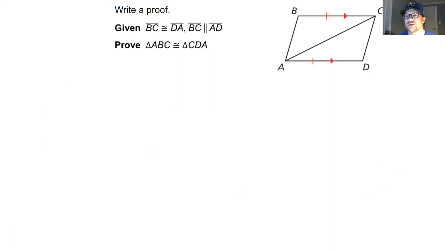In this 2 triangle diagram, we're given that line BC up at the top is congruent to line DA, and that line BC is parallel to line AD. So we have both markings for congruency and for the lines being parallel, and we need to prove that triangle ABC is congruent to CDA. Remember, the order matters, so it's going to tell us which parts are corresponding to which.